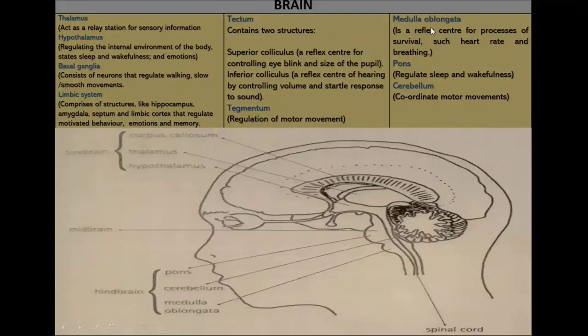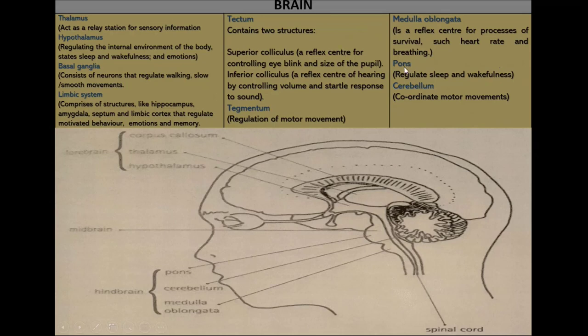Then we have what? The medulla oblongata, which is the most important part of the brain. When it's affected, you die instantly. It is a reflex center for processes of survival, such as heart rate and breathing. There are other important parts under the medulla oblongata, which you'll find the more you study. It acts as a survival skill. It's a key function of the body. If your medulla is affected, you die instantly. They say it's an extension of the spinal cord, regulates breathing and heart rates.